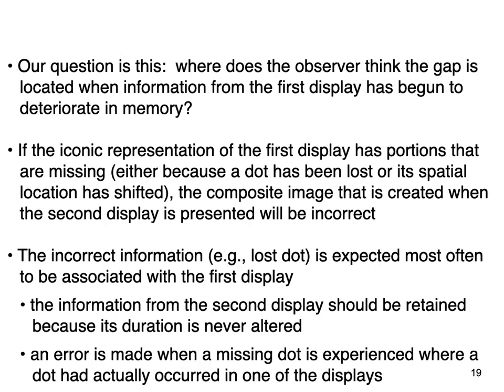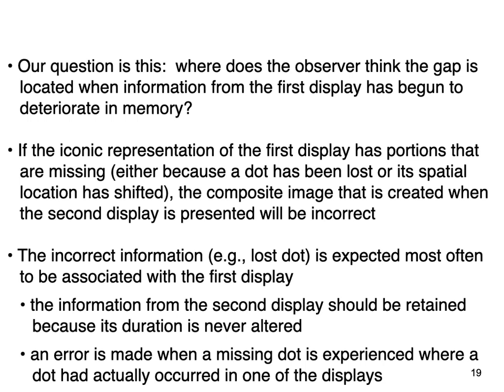I'm going to show you that in a moment, but before we look at the results, let's just go back over the logic. The question is this: where do you think the gap is located when you lose information from the first display rather than the second display? And if the iconic representation of the first display has portions that are missing because of decay, the composite image that is created when the second display is presented will, of course, be incorrect.